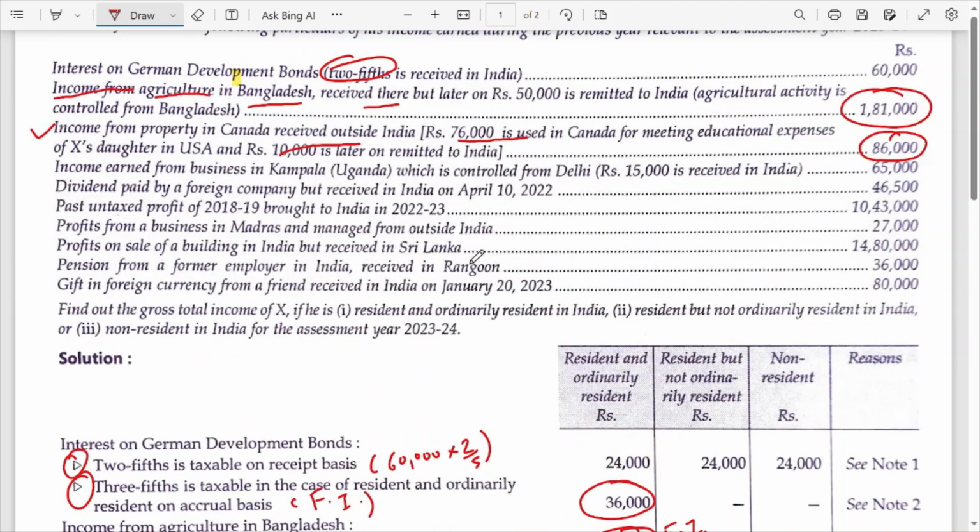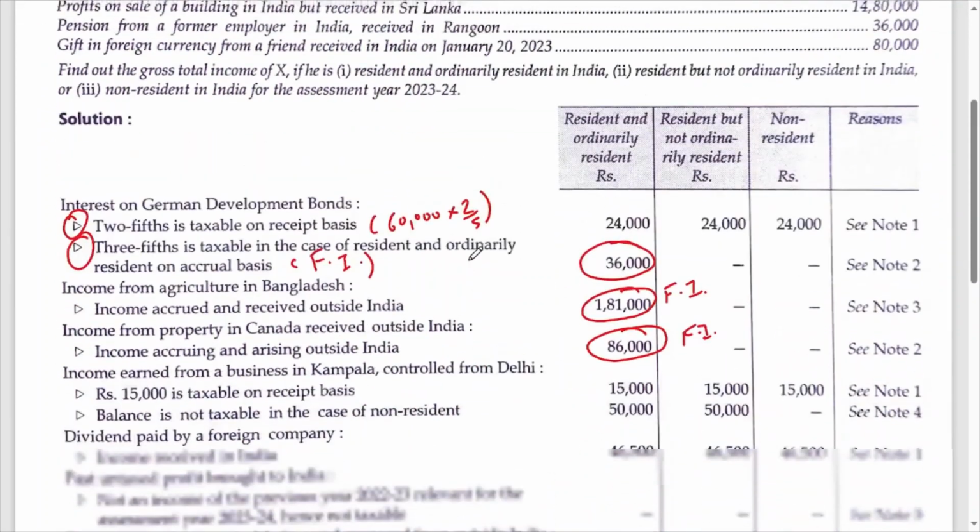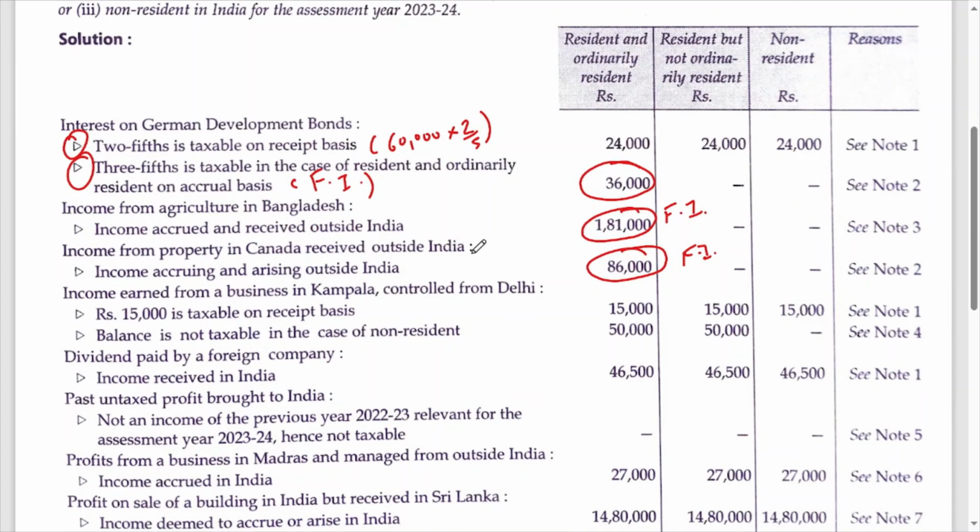Now the next point, which is very important: income earned from business in Kampala, Uganda, which is controlled from Delhi, and rupees 15,000 is received in India. So here the business is in Kampala, Uganda, and the business is controlled from Delhi. It is a very special point. You have to understand this point thoroughly, in detail. As 15,000 is received in India, we will not discuss anything more about this 15,000. It is fully taxable in all the categories as it is Indian income.